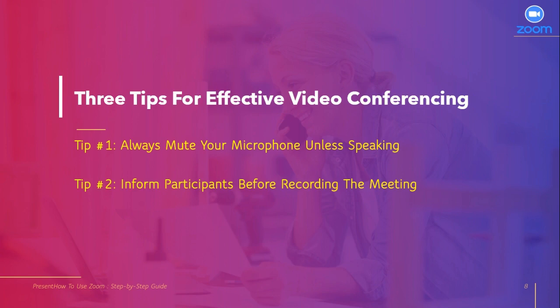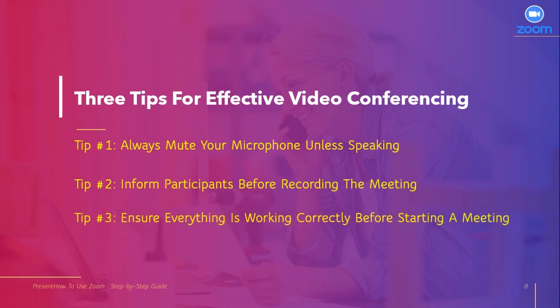The next tip is inform the participants before recording the meeting. So when you start your class, inform the students, now I am going to start the class, now the meeting will be recorded. Then you can start your recording. And the next most important is ensure everything is working correctly before starting a meeting. As I showed in the desktop mode also, before starting the meeting, just check your mic and camera. These are two important tools for a live class using Zoom.